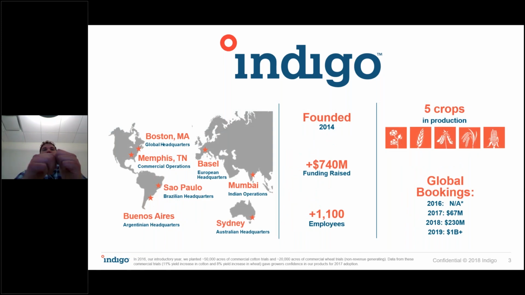As previously stated, Indigo started out in 2014. We're now in 6 different countries. We've since raised over $700 million in funds. We also currently have over 1,100 employees. I think that number's actually off. I think we're closer to 1,300 at this point. And we work primarily in cotton, wheat, soybean, rice, and corn.